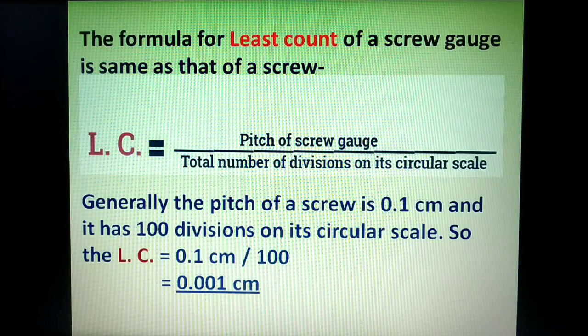Now the formula for least count of a screw gauge is same as that of a screw. So least count is equal to pitch of screw divided by total number of divisions on its circular scale. Generally the pitch of a screw is 0.1 centimeter and it has 100 divisions on its circular scale. So the least count is 0.1 centimeter divided by 100. That is 0.001 centimeter.